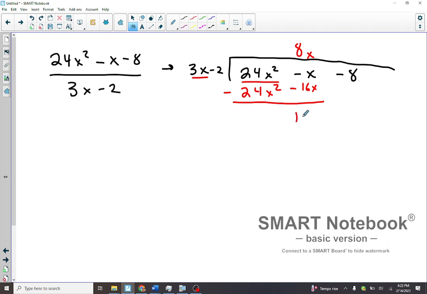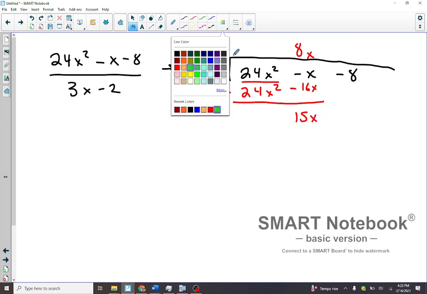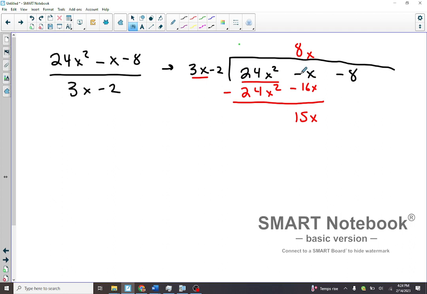So 15x. Now our next thing is minus. So negative 1 minus 16 is negative 1 plus 16, so it's 15x. Then we're going to bring down the negative 8. Now I'm going to ask myself, what do I multiply 3x by to match with 15x?